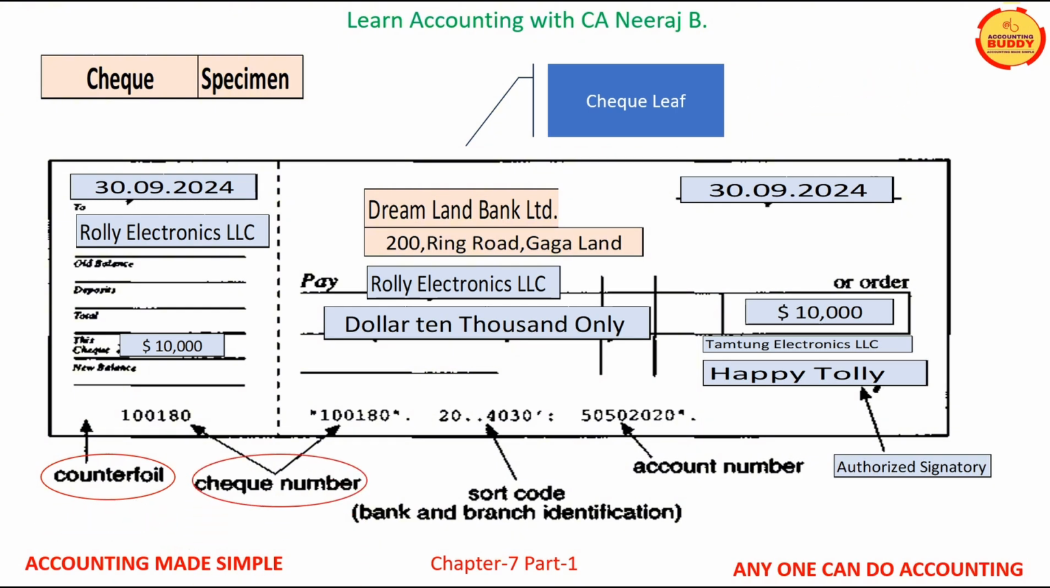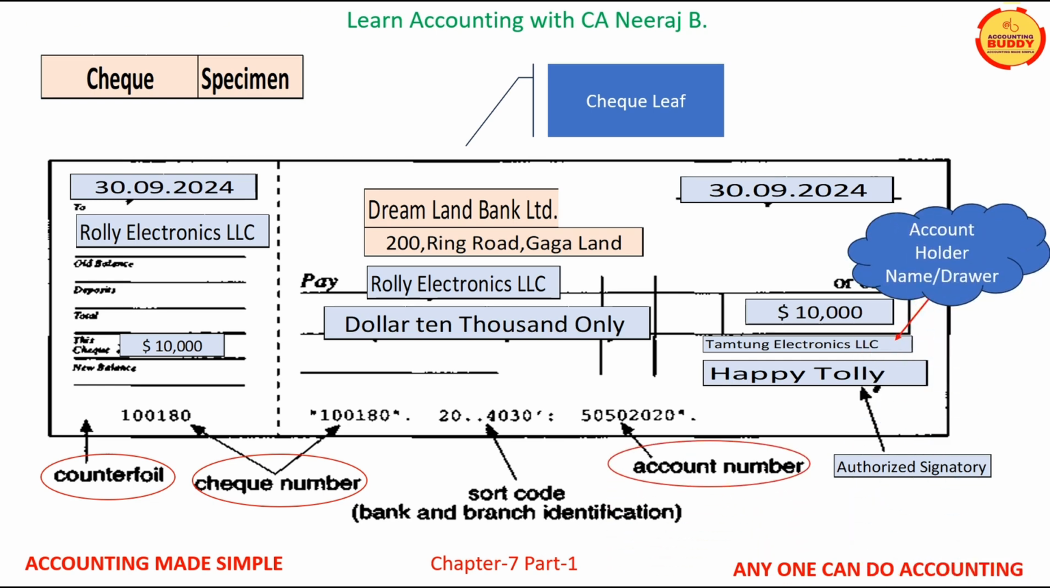The bank account number and the name of the bank account holder or the drawer is mentioned on the check leaf. There is a space for the signature of an authorized signatory on the check leaf. Without signature of an authorized signatory, the check is not valid. The check leaf also has the name of the drawee bank along with the full address of the branch. The branch identification code is also printed on the check leaf.